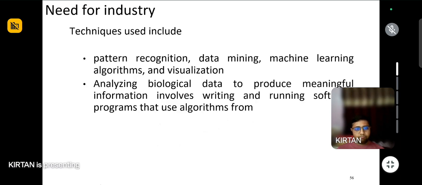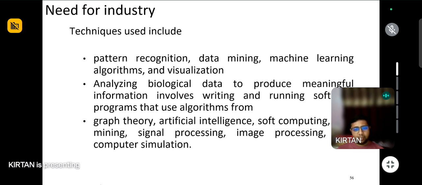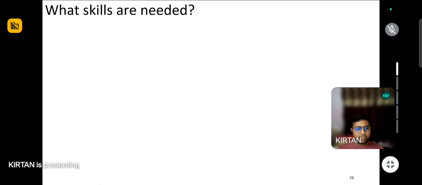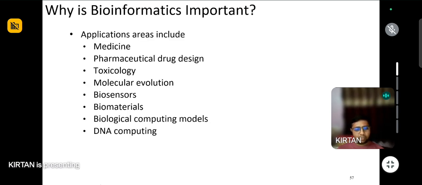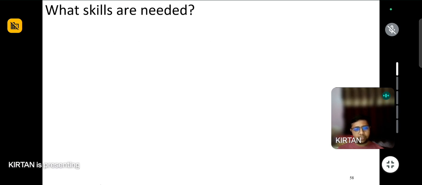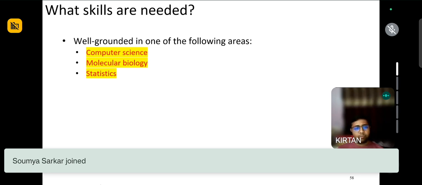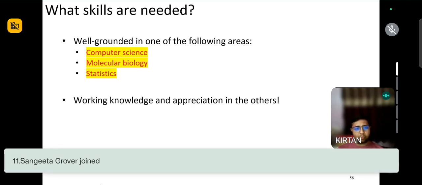Okay, so what techniques should you learn from a career point of view? Pattern recognition, data mining, machine learning, algorithms, and visualization, which produce meaningful information from data. Likewise, graph theory, when we apply conceptual knowledge, and simulation is also important. This is some area of applications. It is not restricted here; there is a large number of applications. Three more important parts we must learn: computer science, molecular biology, and statistics. Without these three, you cannot interpret any large-scale data analysis.